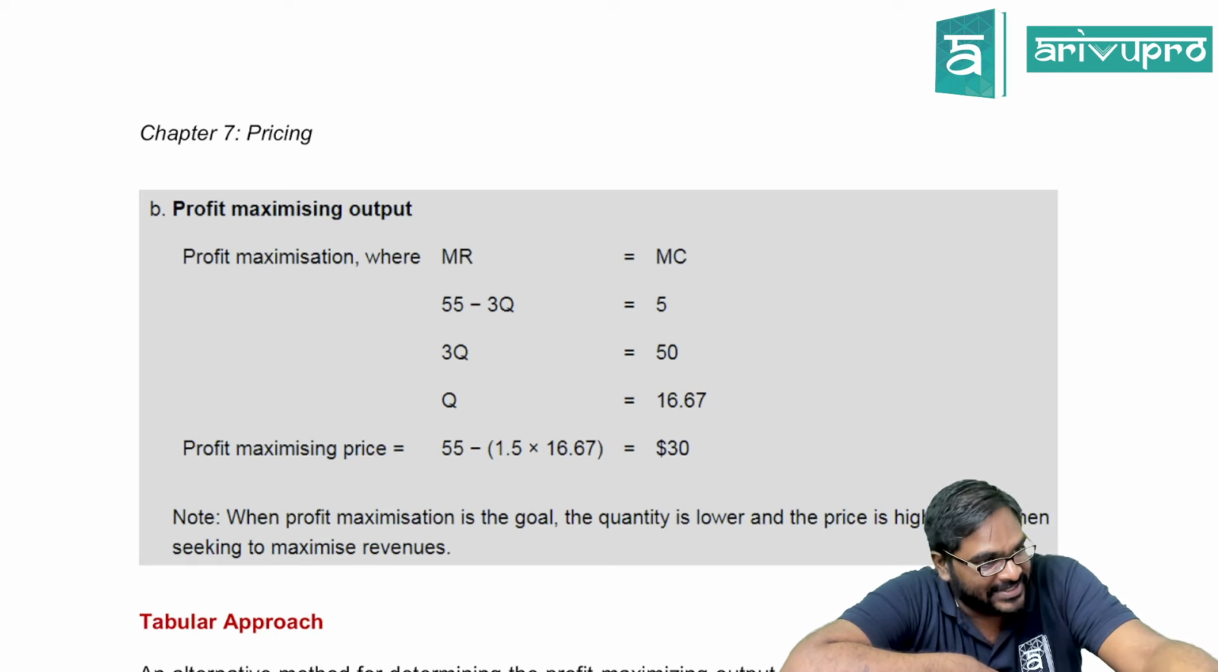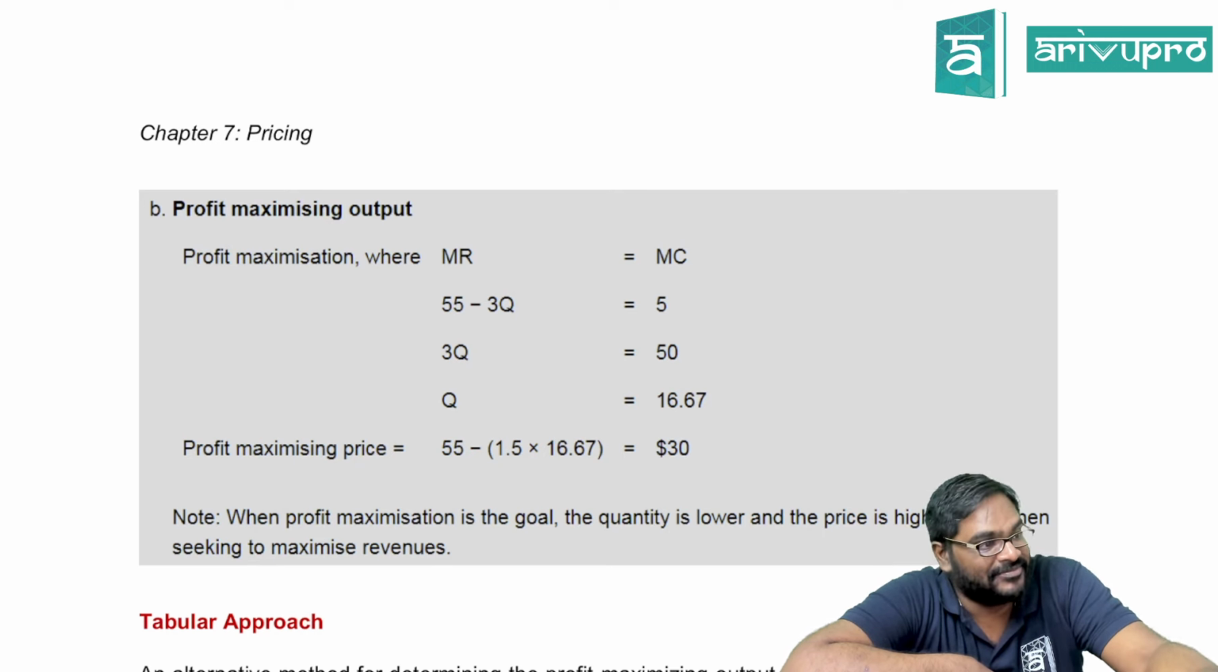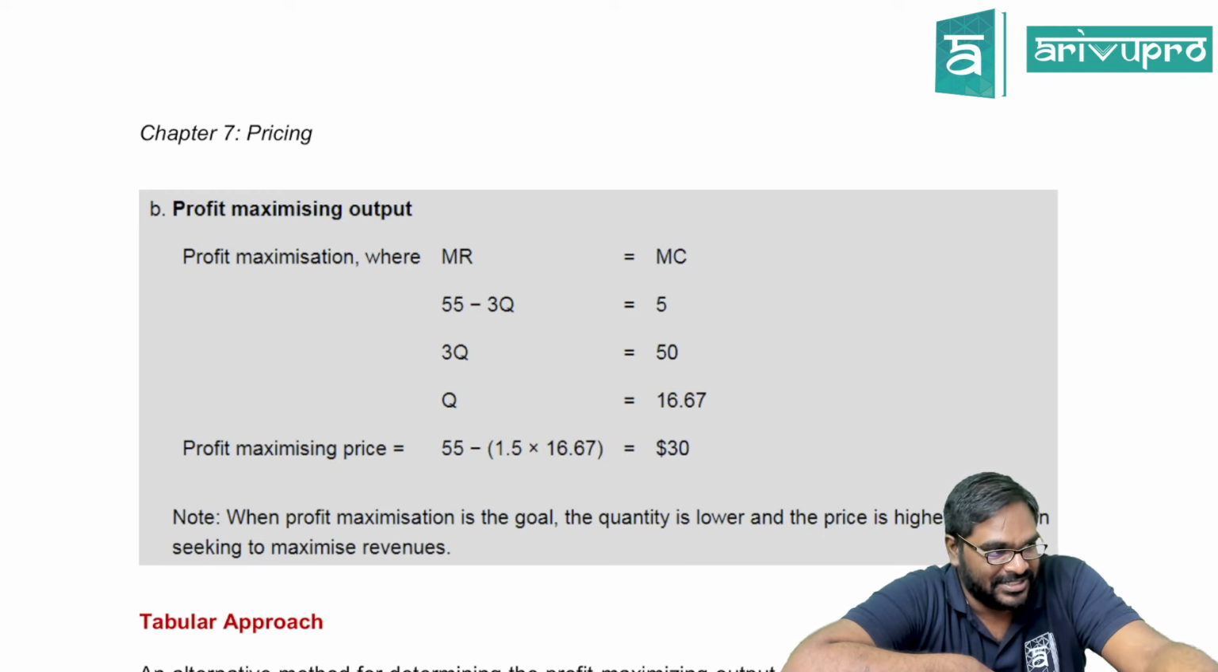Then for profit maximization, again we had the price formula: 55 minus 1.5 into 16.67. Remember? So then you get the maximum or optimal price as $30. Are we clear? Is the process clear to figure out the optimal point?